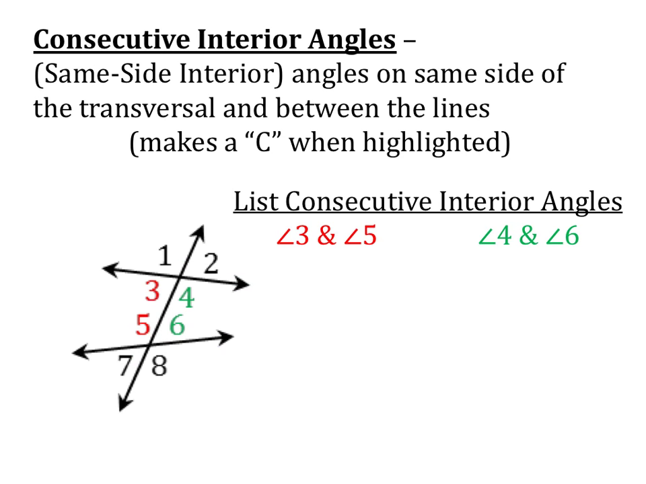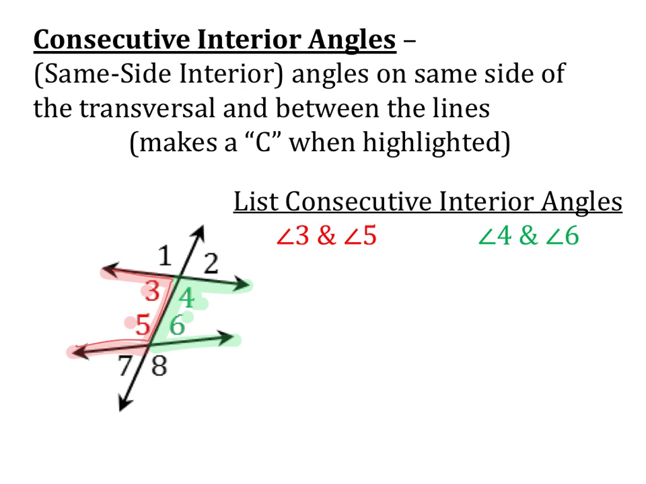Then our last pair are the consecutive interior angles, in other words, the same side interior. You can call them same side interior or consecutive interior. These are angles on the same side of the transversal and between the lines. You can make a C when highlighted. So our first pair are 3 and 5. Consecutive interior, same side interior. And the other pair are 4 and 6.